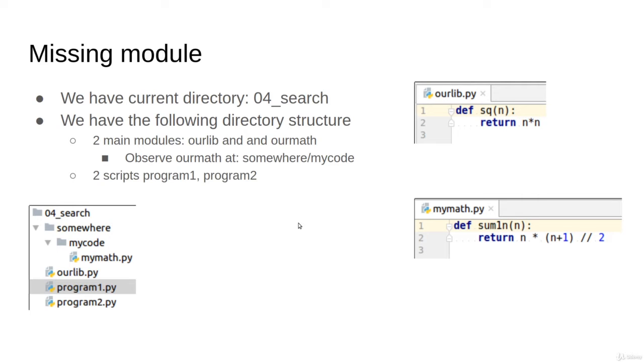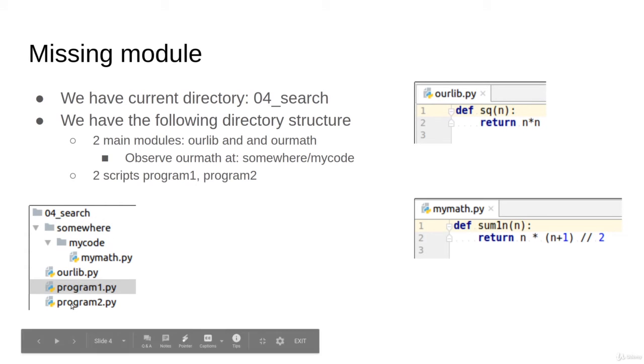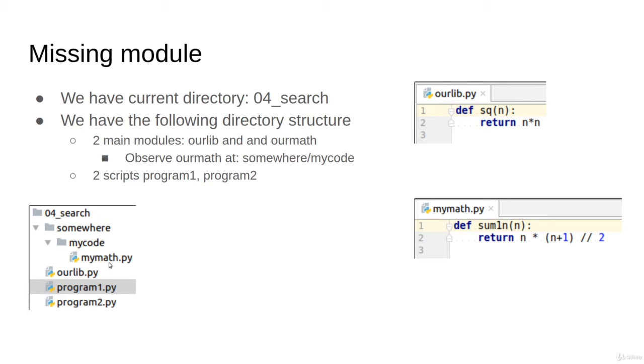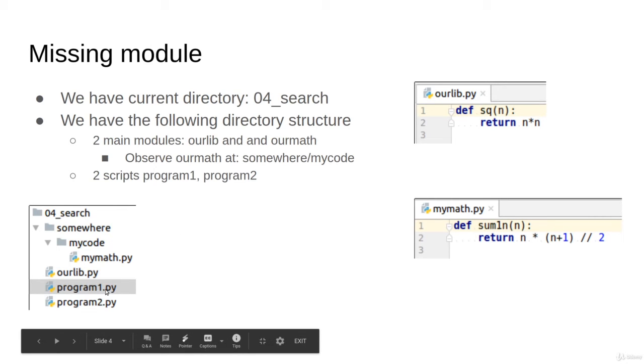Let's play around with that. I have a directory named 04_search. Under it there are 4 things: a directory named somewhere, our lib, program 1 and program 2. Inside the somewhere directory there is another directory called my code, and inside my code there is a file named mymath. The file our lib here has just the square function. The file mymath has some other function. So overall we have these 2 modules and also these 2 programs, or 2 scripts. We'll come later to differentiate between what is a script and what is a module, but all of them are Python code anyway.